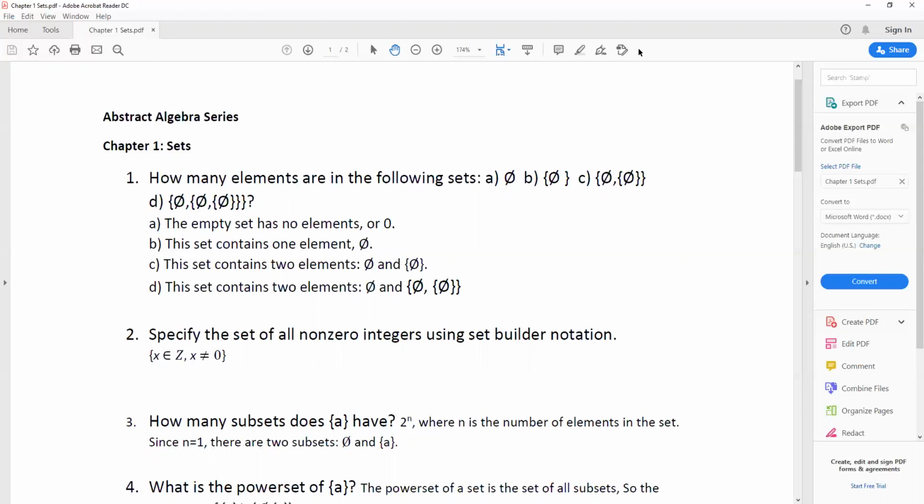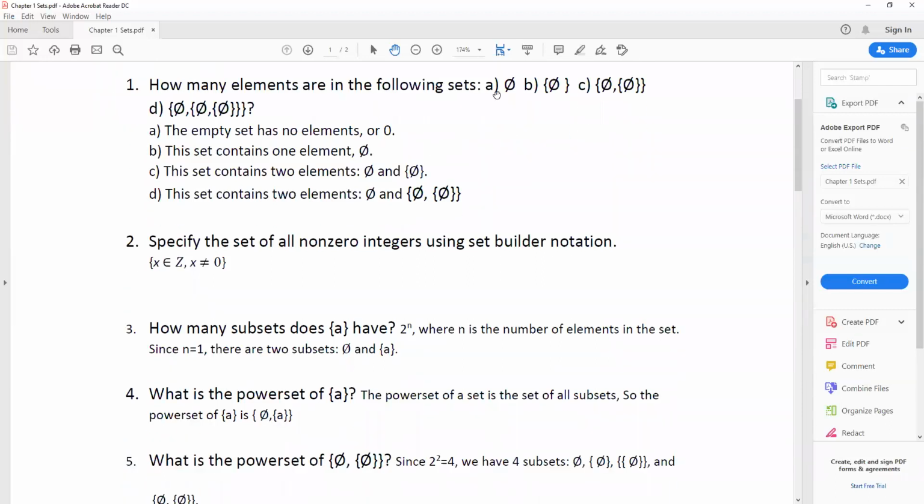Looking at number 2, specify the set of all non-zero integers using set builder notation. Well, if you want to include the set of all integers, you definitely have to be working with Z, and x can be any integer in Z except 0, and that's exactly what we would write. We would have set notation because it does ask for set builder notation, and we would say that x is an element of the integers Z with the understanding that x is not equal to 0. That's concise enough so that most anyone should be able to understand that.